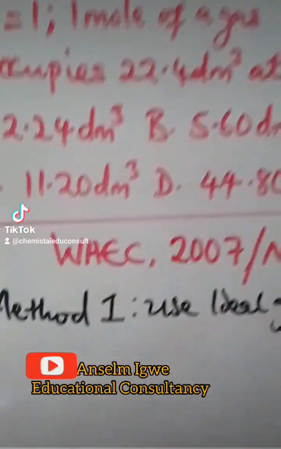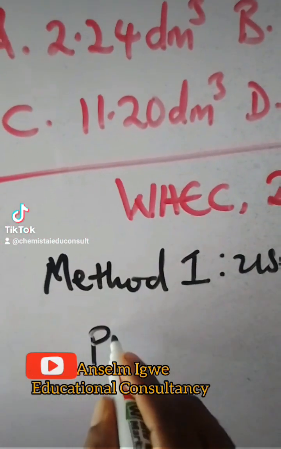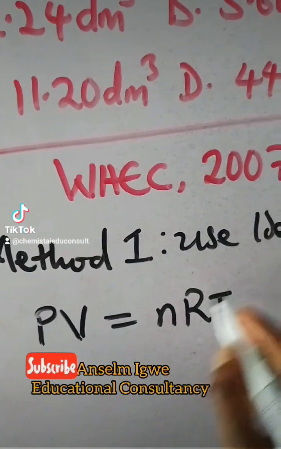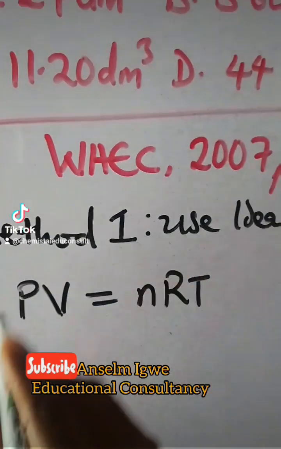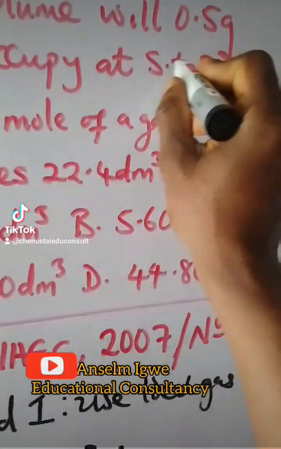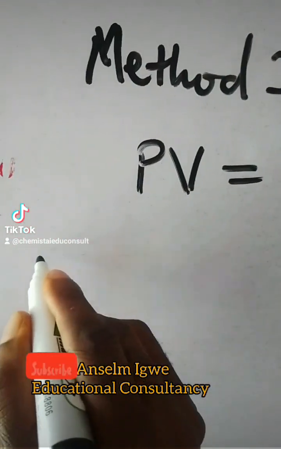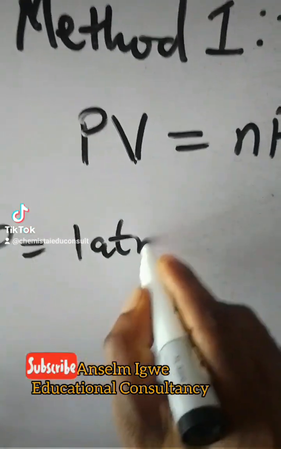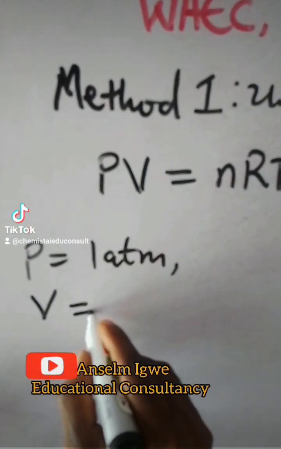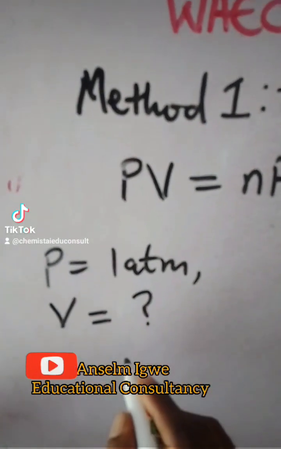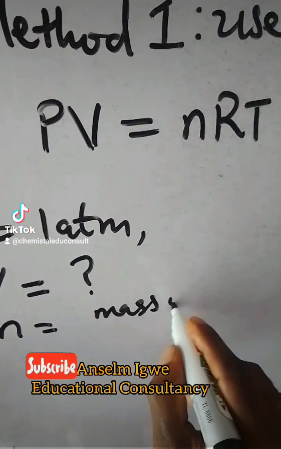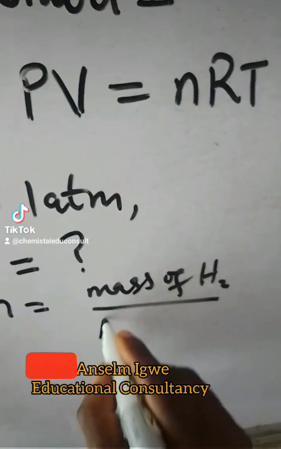Method 1 is by use of the ideal gas equation, which states that PV equals nRT. This is the equation that governs ideal gases. The standard pressure there is 1 atmosphere. The volume is what is required. Number of moles is mass of hydrogen over molar mass.